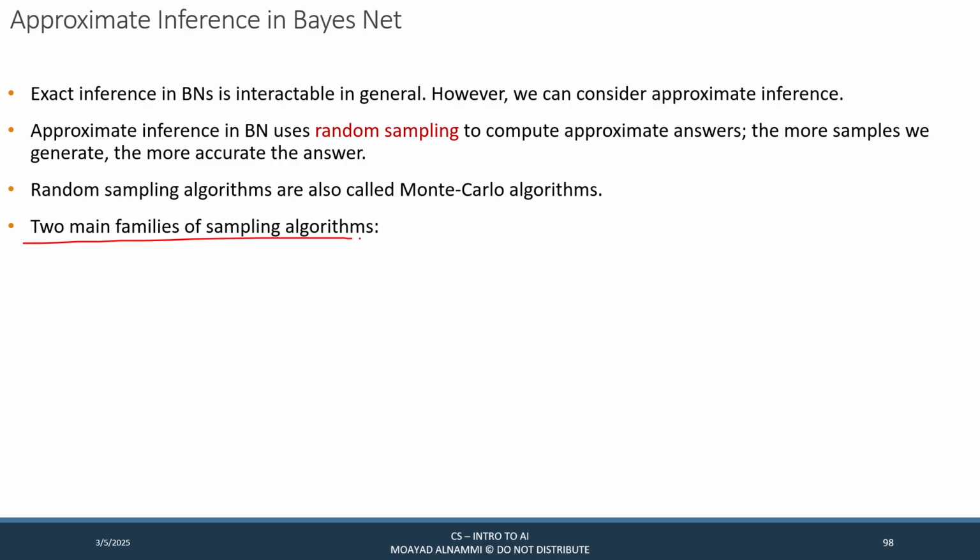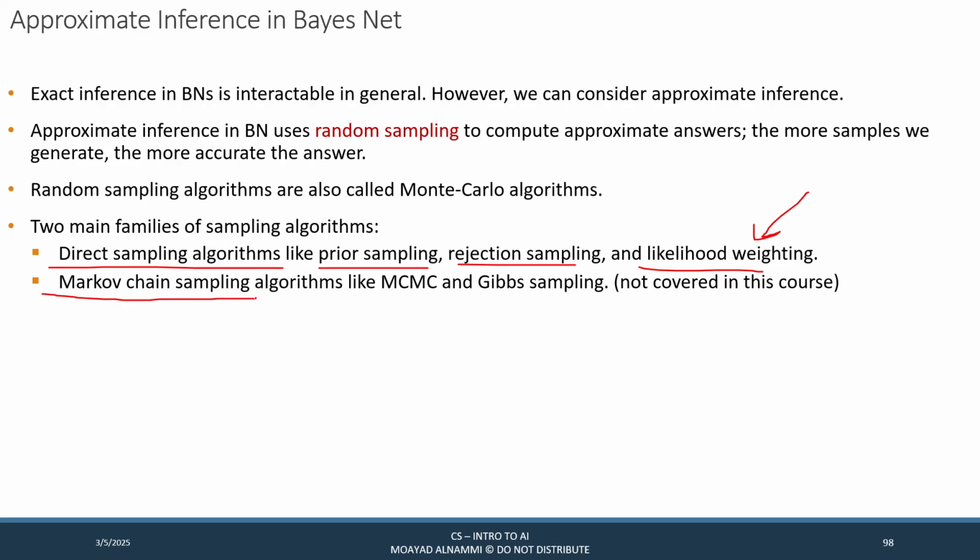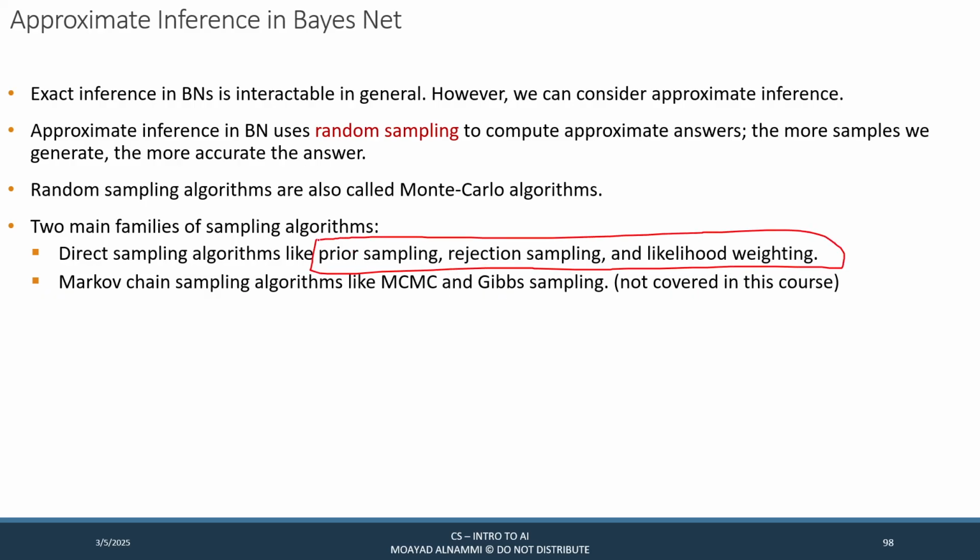There are two main families of sampling algorithms. Direct sampling algorithms are called prior sampling, rejection sampling, and likelihood weighting. These are the three sampling algorithms that we'll talk about. The other type is called Markov chain sampling algorithms; two of them are MCMC and Gibbs sampling. These are more advanced approximate sampling algorithms, and we won't cover them in this class. We'll just take the direct ones for this intro course: prior, then rejection, and then likelihood weighting.